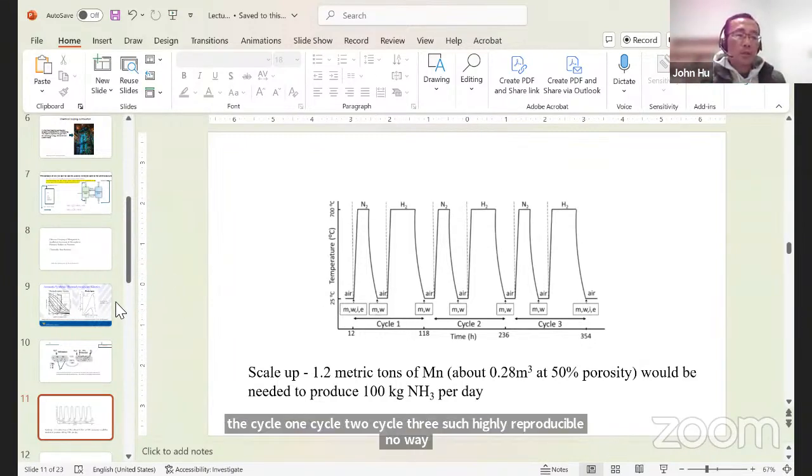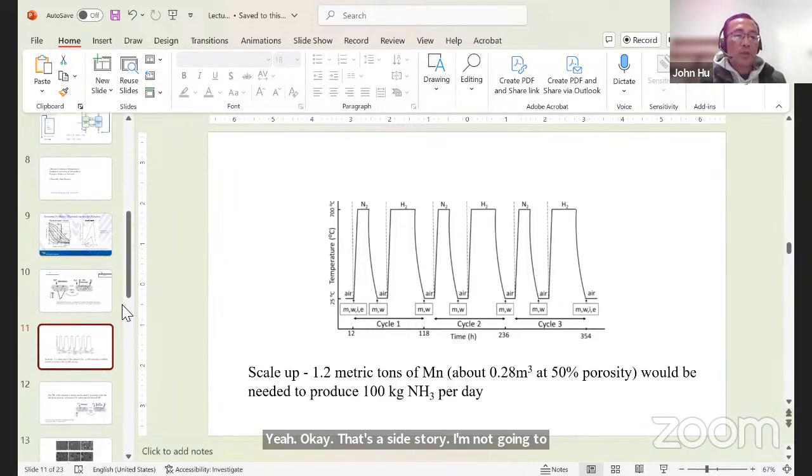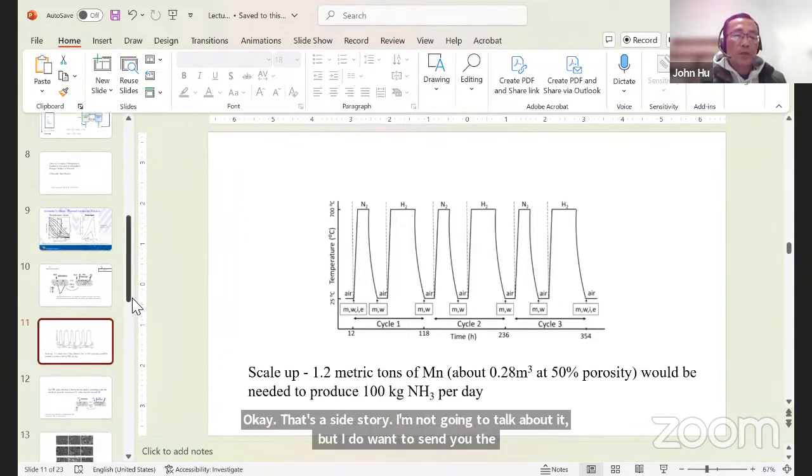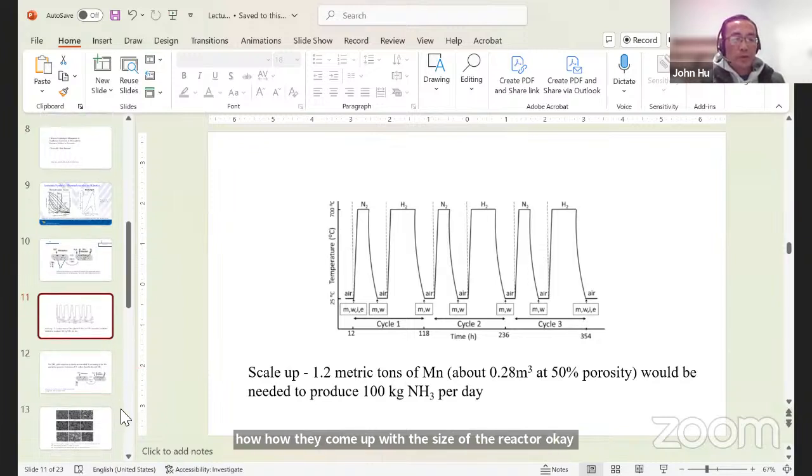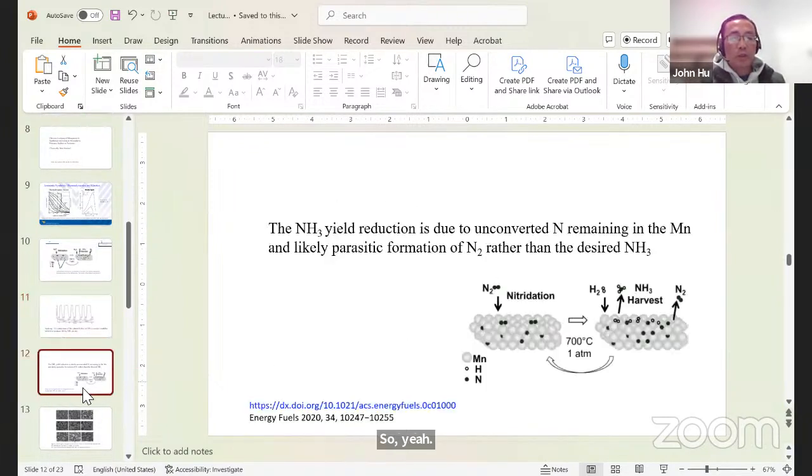I'm not going to talk about this, but I do want to send you this paper. I'm going to send it to Dr. Anand. I want you to read which page number, do a quick calculation, and see how they come up with the size of the reactor. If you have to ask a question, I'm going to show you another paper.